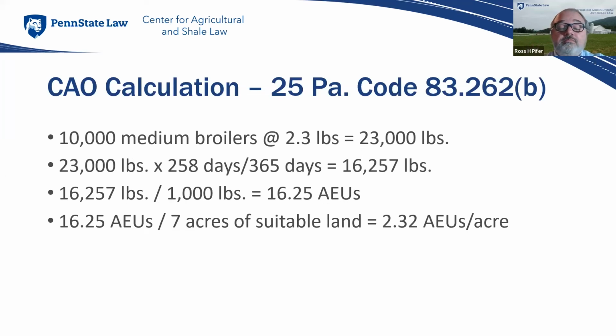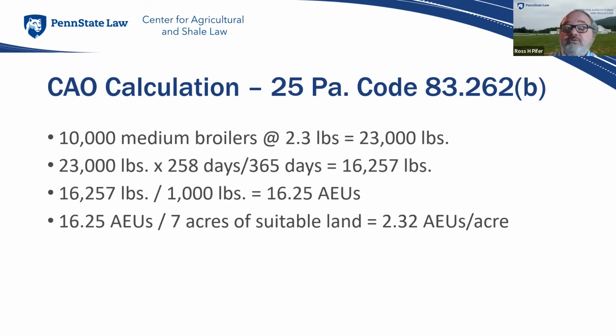So if you have 10,000 broilers, the standard weight would be 2.3 pounds. So you have 1,000 pounds of animal weight. Then you have to figure out what is on the farm on an average daily basis. Now, with a flock of birds, you're going to have multiple flocks. The broilers are there for about 6 weeks, then they're taken away to the plant, maybe a couple weeks until you get another flock. And so in this particular example, I think they used 6 flocks per year, which would be 258 days.